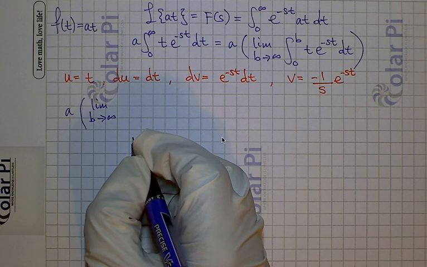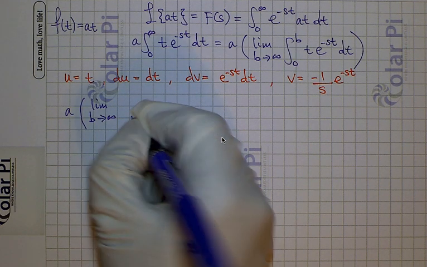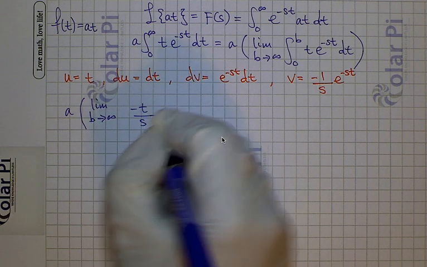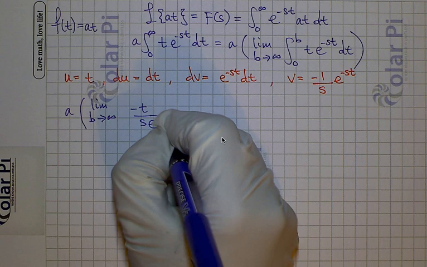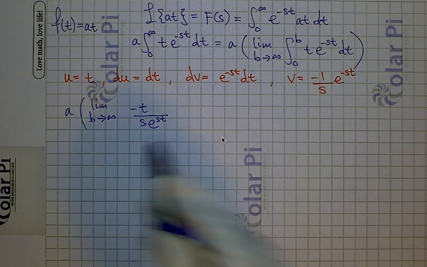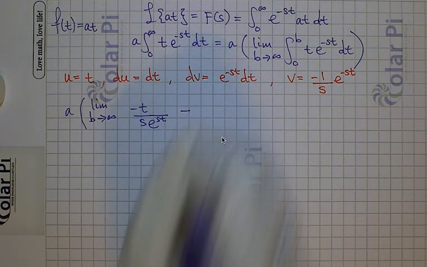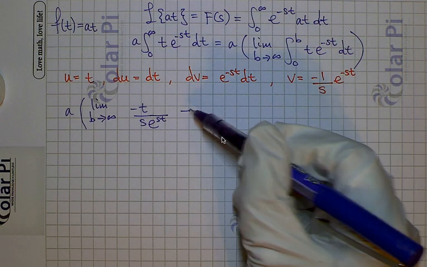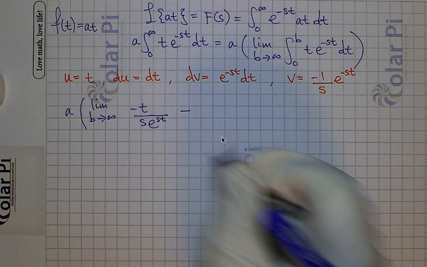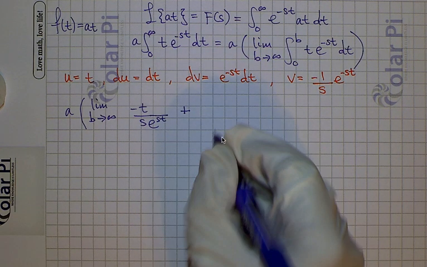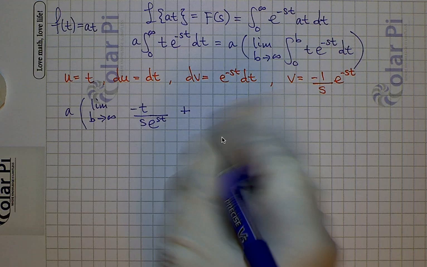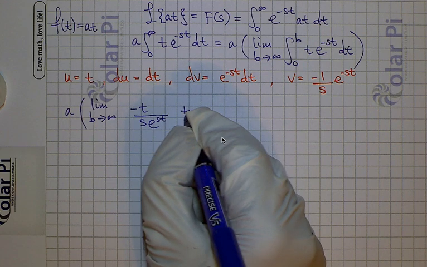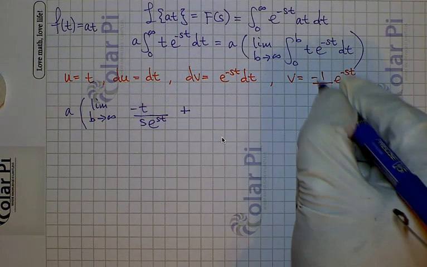If we simplify all of that, it's going to say minus t over s, and then in the denominator e to the st. That's uv. And then minus v du. So v comes with a negative, so that turns the minus into a plus here, and du is just dt, so plus. I could also factor out the 1 over s from the v. I've already taken care of the negative and changed the minus sign that comes from the integration by parts formula into a plus because of that negative.